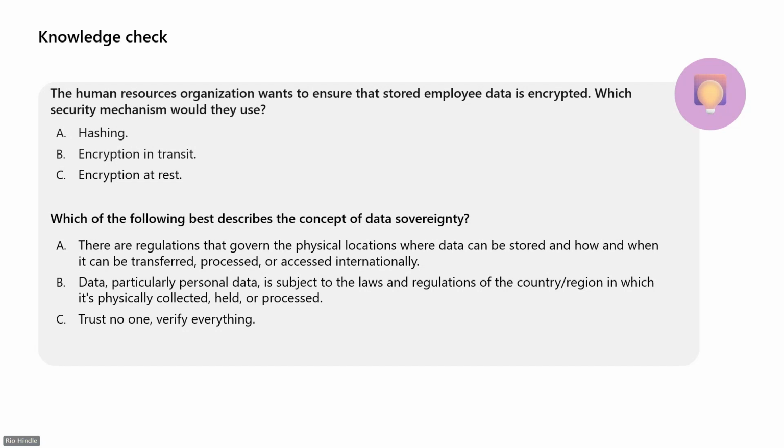So the answer to the question is encryption at rest, right? I think the key point in this question is they want to ensure that stored employee data is encrypted rather than anything else. Encryption in transit would be if the data is moving from one destination to another, and hashing is the process of converting the original text into a fixed value, for example with salted passwords. So B would be the answer to this question.